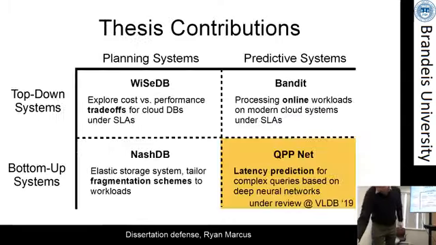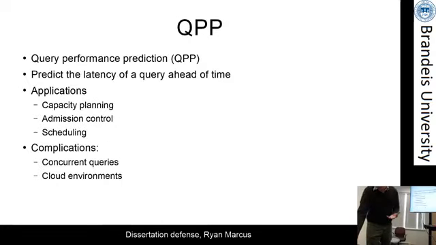Okay. So the last system that we're going to talk about is QPPNet. Latency prediction is a very important component of a lot of different cloud systems. When a query comes in, you want to know: is this query going to take a minute or is it going to take an hour? Based on those two things, you might want to make a very different decision.